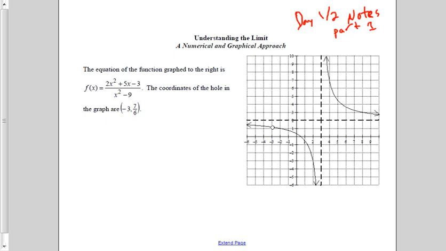Numerical, which means construct a table of values. Graphical, draw a graph. And then the other two, analytical, use algebra or calculus. And then verbal, express in words. And we'll continue to talk about those as we go.